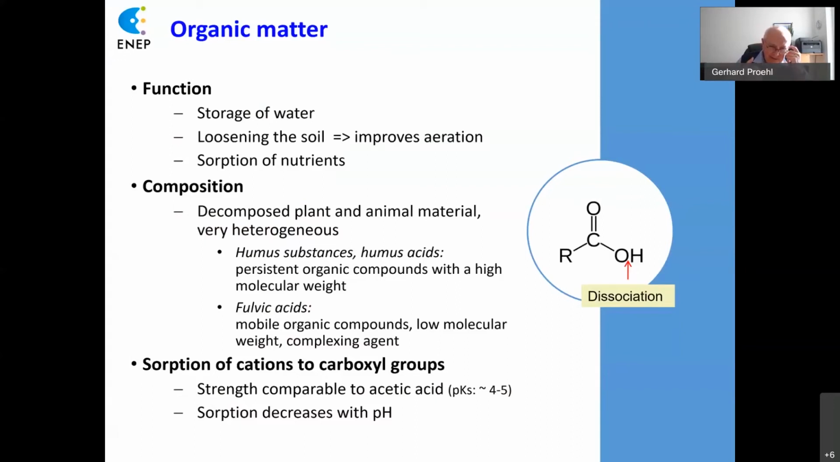Organic matter is a product of decomposition of plant and animal material. It is very heterogeneous. There are humus substances and humic acids, and these are very persistent organic compounds with very high molecular weight. Fulvic acids are more mobile compounds with relatively low molecular weight. Importantly, they also act as complexing agents in soil, so they are able to mobilize some radionuclides, for example plutonium. And for the absorption of cations to these carboxyl groups, which you see on the right side, the strength of this acid is comparable to acetic acid, and of course absorption decreases with pH.